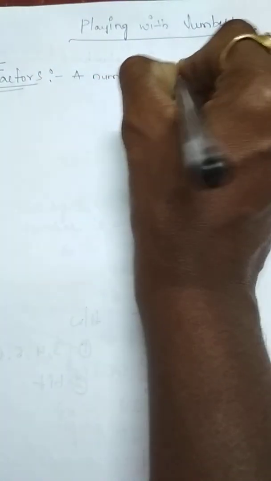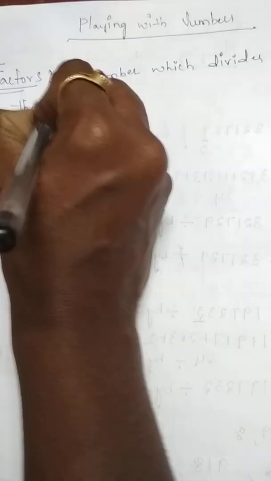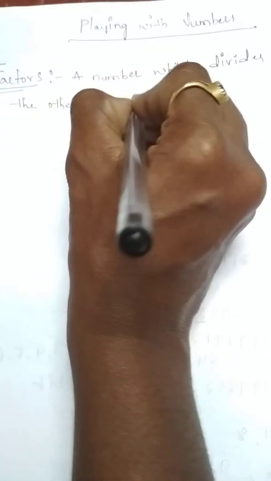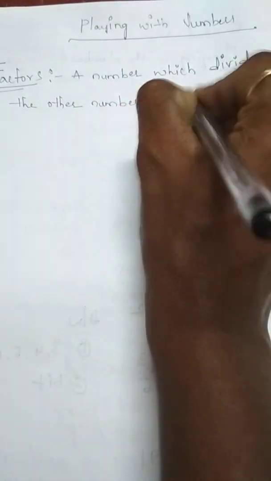What are factors? A number which divides the other number exactly is called a factor. What is a factor? A number which divides the other number exactly is called a factor.